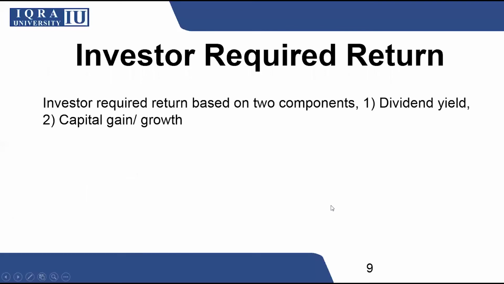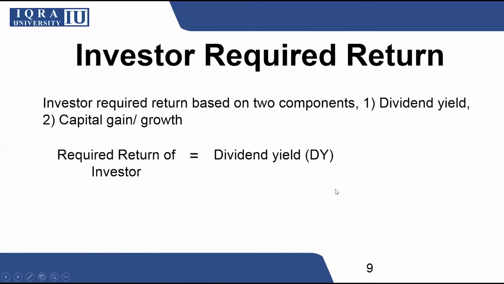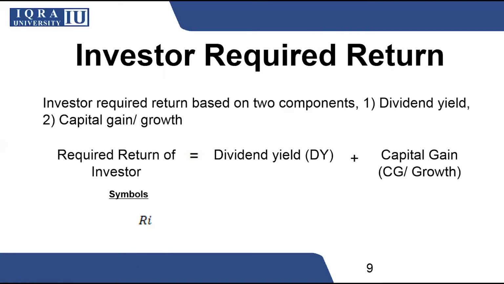Investor required return, as we discussed earlier, will be split into two components. The first one is called dividend yield and the second one is capital gain, or capital growth. We use various symbols for this purpose. So carefully see, as we discussed earlier, that R, in capital terms or in a smaller term, will be used for the investor required return.